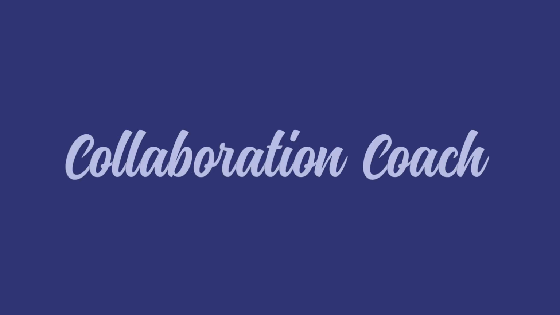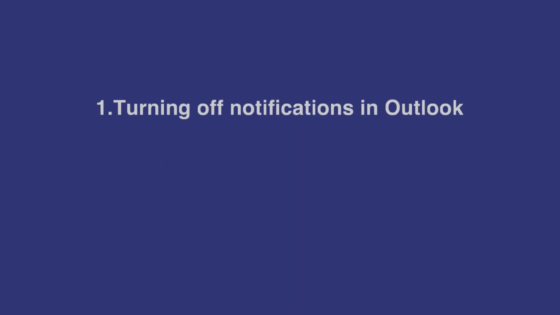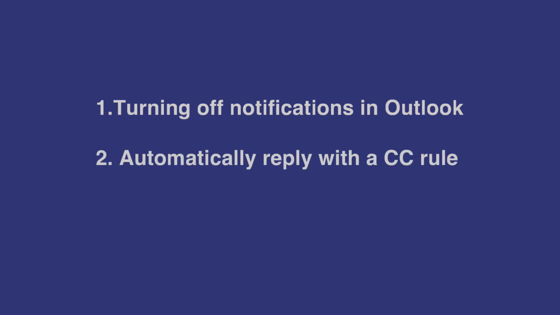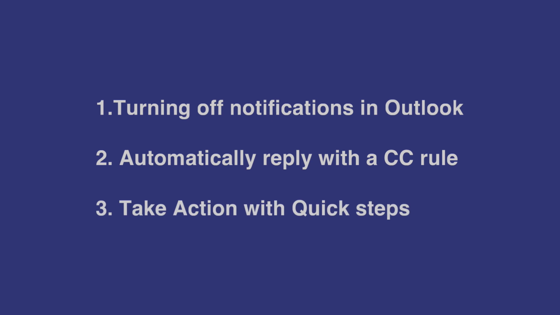It's Matt and I'm going to give you some tips to use with Outlook to save you time and make you more productive. The 3 tips I've got for you today are turning off notifications with Outlook, so stop those distractions that make you less productive. Automatically answering email with a CC rule. So answering CC messages takes up time, so these tips will help you create an automatic reply to messages when you're on the CC line. And finally, take action with quick steps. Save time by automating the things that you do regularly. All right, here we go.